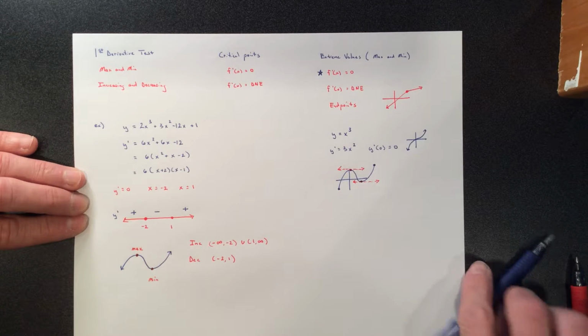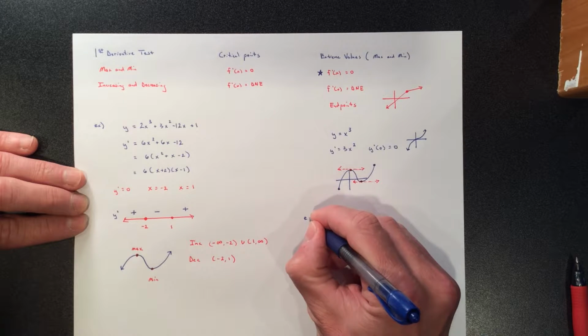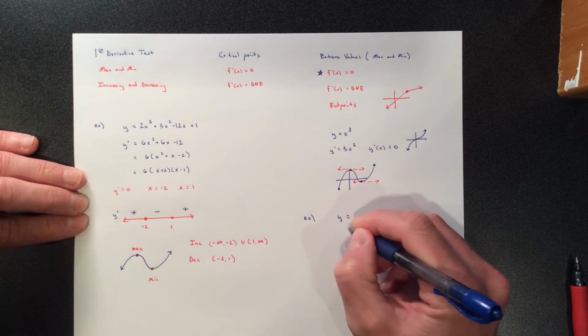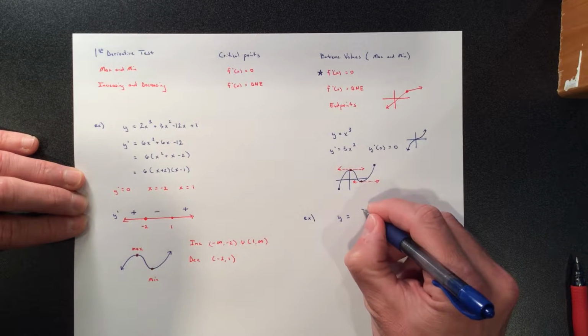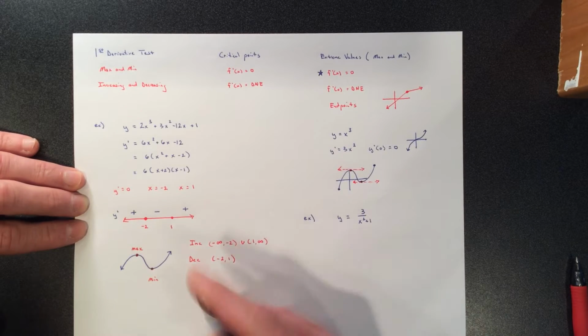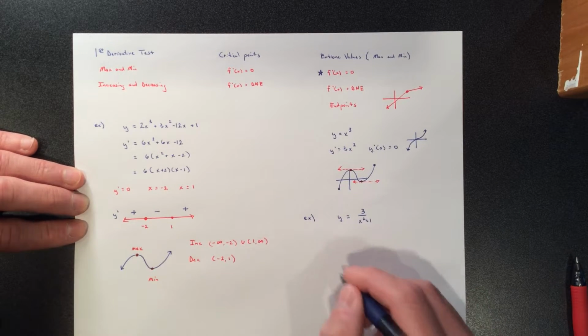Okay, I'll do a similar one over here. So that was my first example. We'll do a harder one that's not just a polynomial. How about y equals 3 over x squared plus 1. And again, let's pretend we don't know what that graph looks like, and let's take a derivative.